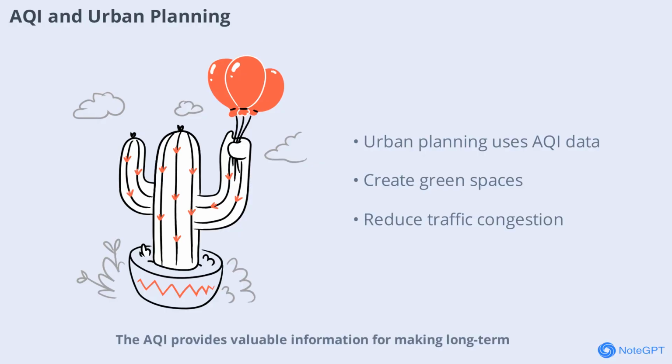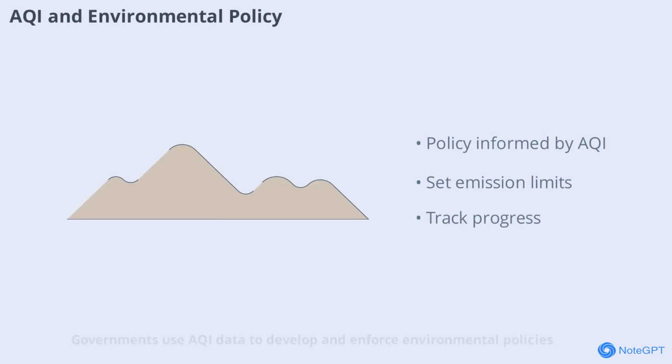The AQI provides valuable information for making long-term decisions that benefit public health and the environment. Governments use AQI data to develop and enforce environmental policies. By setting limits on emissions and monitoring compliance, they can reduce air pollution and protect public health. The AQI helps track progress and identify areas where more action is needed. Strong environmental policies informed by AQI data are essential for creating cleaner, healthier communities.